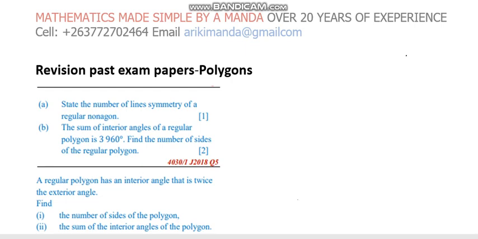Let's continue with revision of O-level mathematics papers. We are looking at polygons.